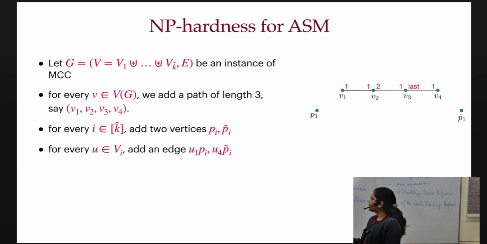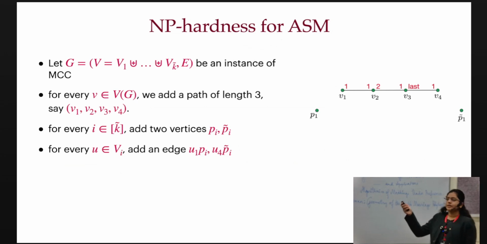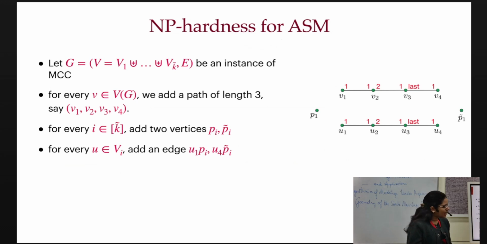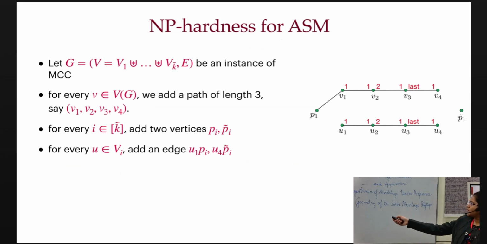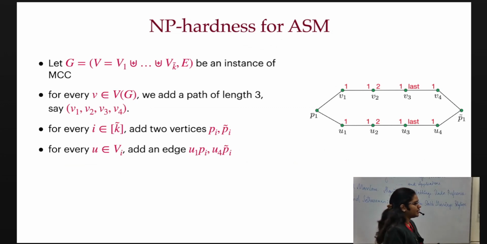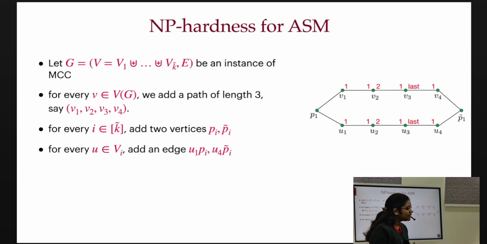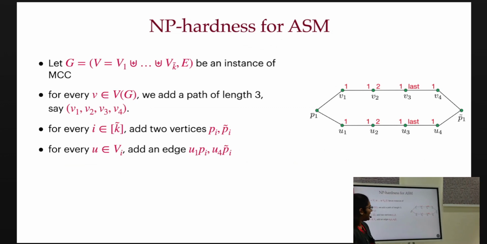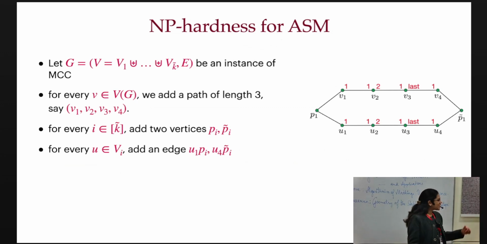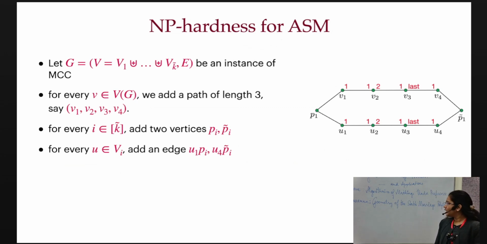Now, you will connect P1 with V1 and P1 tilde with V4, like this. Suppose there is also a vertex U in the same color class V1, you will add edges like this. Is this part clear? Now, what is the degree of P1 here? I cannot of course draw a very large graph, but read the construction. What is the degree of P1?